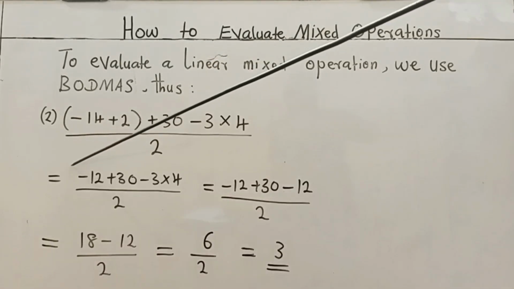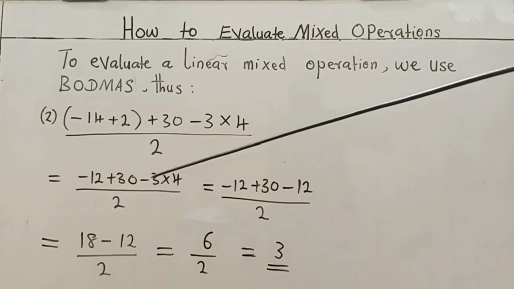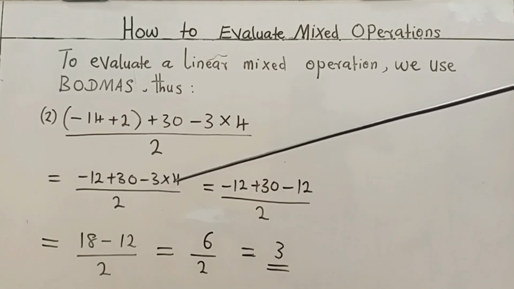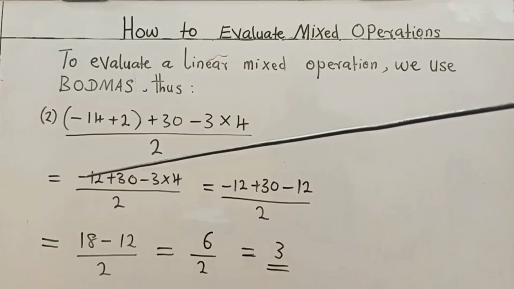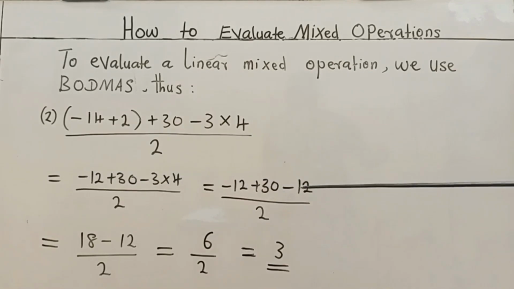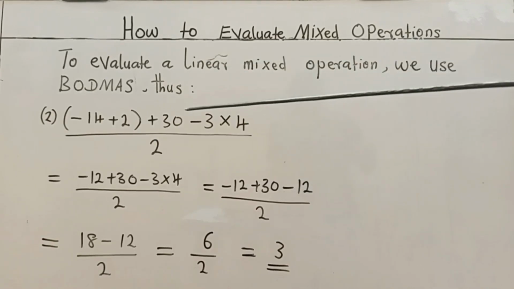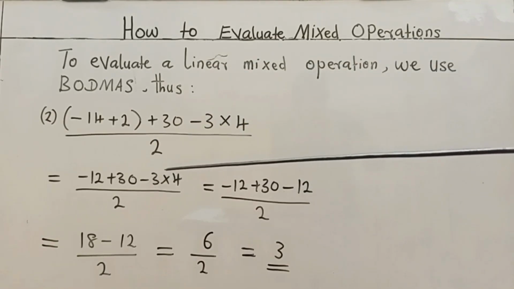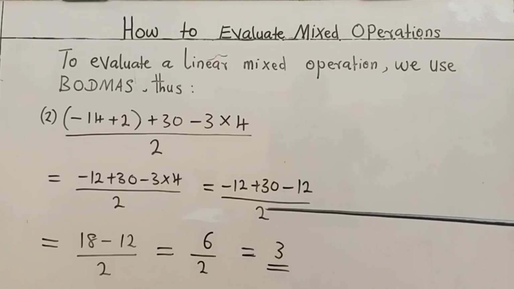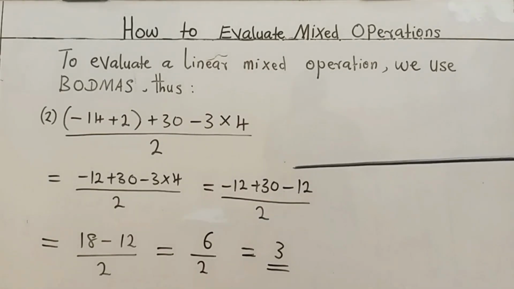Next is this M. Is there M in the remaining operation? Yes. That is multiplication between minus 3 and 4. That takes us to minus 12 plus 30, then minus 12. See it here. I hope you know how we came to have minus 12 here. Yes, you should. Minus 3 times plus 4 is minus 12, then all over 2. So this has become this. I hope you're not confused. Let's see what happens next.